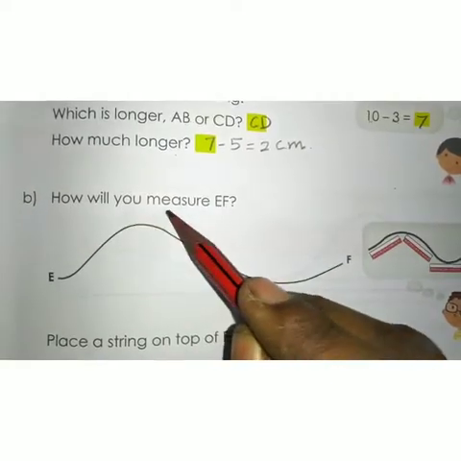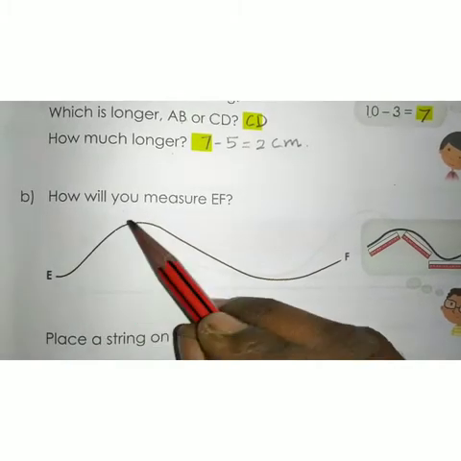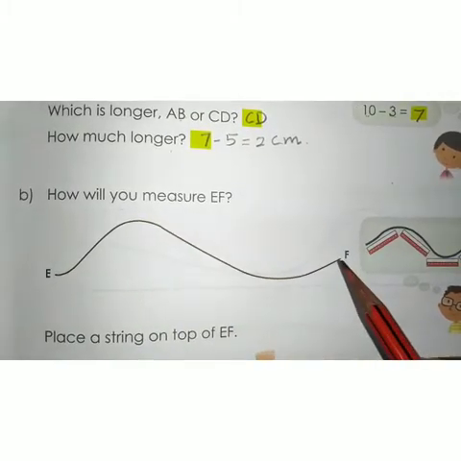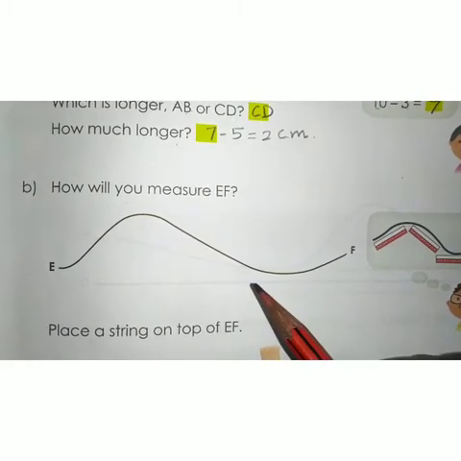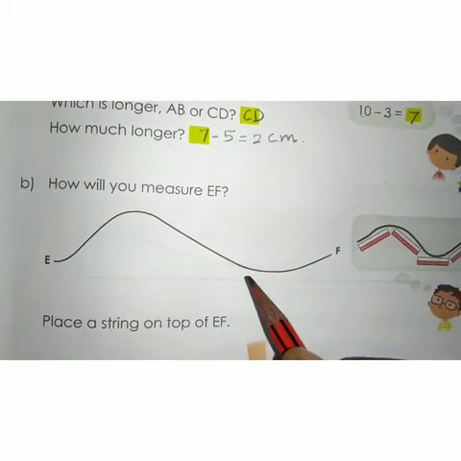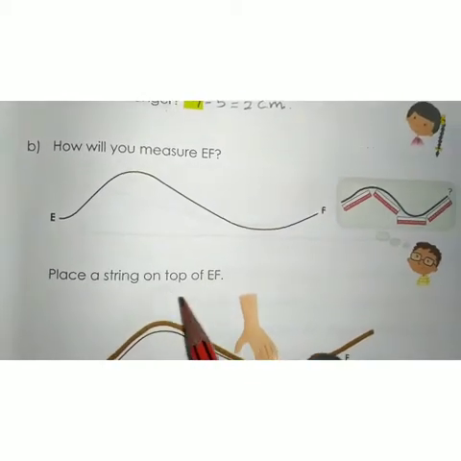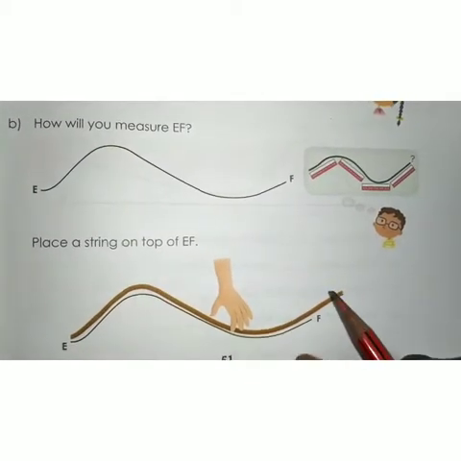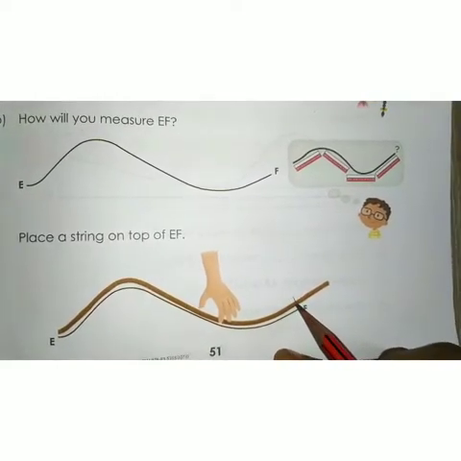How will you measure EF? The line starts at E and continues as a curve and ends at F. So we cannot measure it directly using a scale. For that purpose, we have to use a string on top of EF. We have to use the string and measure it. The string ends up to this.